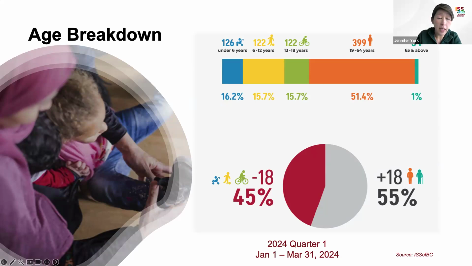One of the things that the stats I'm showing don't reflect is that we've also seen a large number of single individuals coming. So we still have big families, varied family sizes, but we're also seeing a fair number of individuals coming by themselves. Some of them are LGBTQ. Some of them are just coming here on their own.